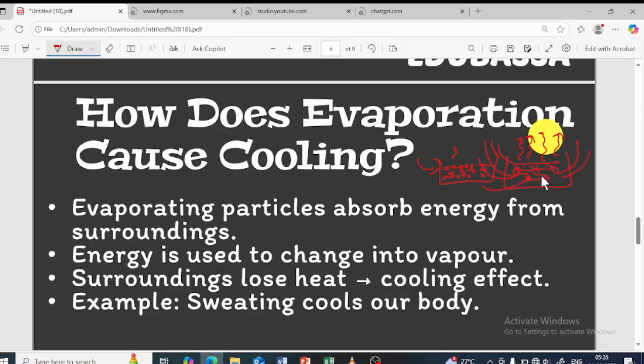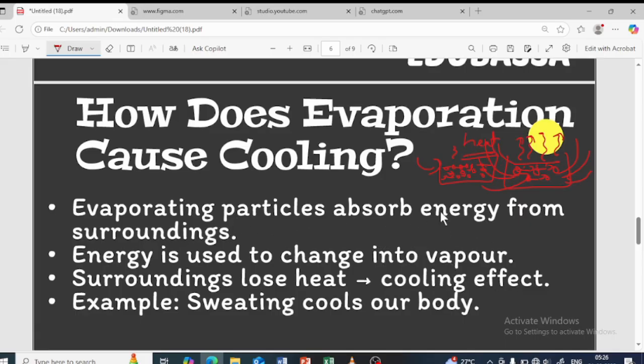It takes up all of the left water particles present, it takes up the energy from that of the surrounding. And hence what happens, the surrounding, which energy is it taking? Obviously the heat energy it is taking, right? The heat energy it is taking from the surrounding, and so the surrounding becomes what? Cooler. The surrounding will lose the heat and hence becomes cooler, right?